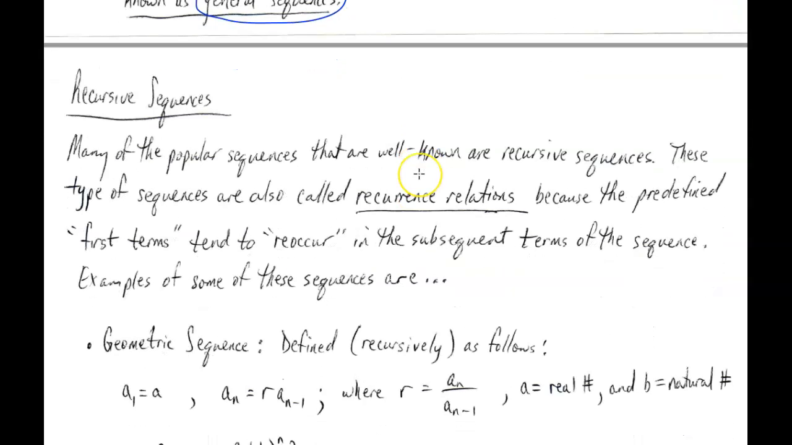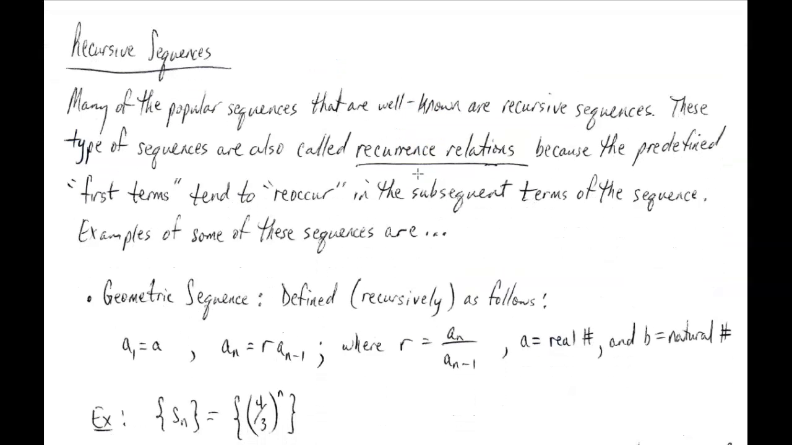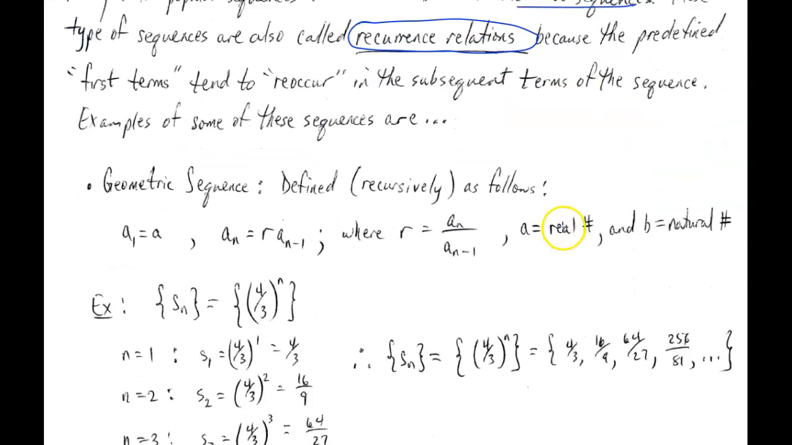So recursive sequences, let's get a little deeper into that. Many of the popular sequences that are well known are recursive sequences. These types of sequences are also known as recurrence relations. So if you read or hear the phrase recurrence relations, just know that that's the same thing as a recursive sequence. And these types of sequences are also called recurrence relations because the predefined first terms tend to reoccur in the subsequent terms of the sequence. Okay, and so I give some examples here.